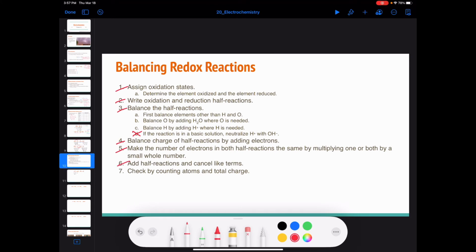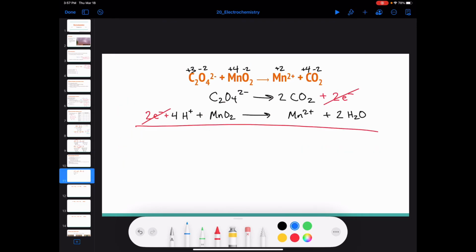Now that we have that, we add the half reactions together, cancel any like terms out. So let's do that. It looks like we've got 4 H+, a C2O4 2-, and a MnO2. It does not matter what order we put those species. Then we've got 2 carbon dioxides over here, a Mn2+, and 2 water molecules. We double check that there is nothing on both sides that should cancel. For instance, if we had 2 water molecules on each side, we could cancel those out. But we don't have any of that, so in this case, we are officially done. So that would be our answer for this question.